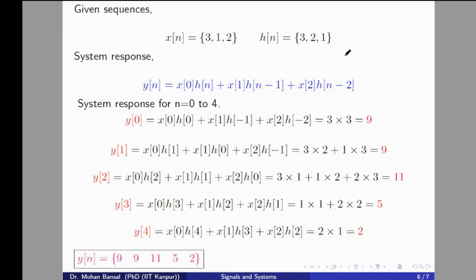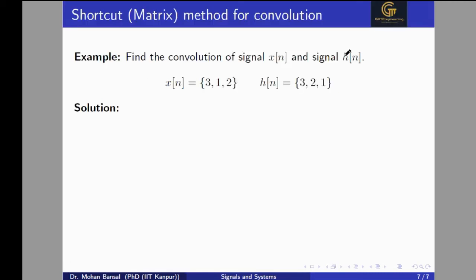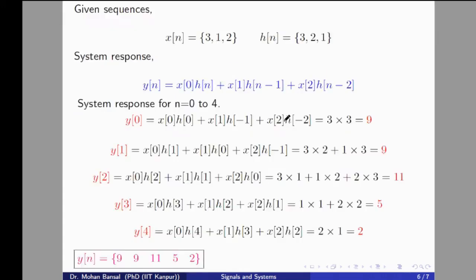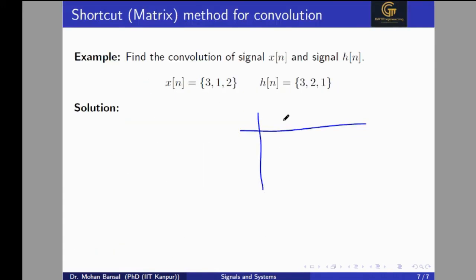Now this is the conventional way to solve the problem in university exam, but for the GATE exam, you can solve by using shortcut trick or matrix method. Here you need to draw a matrix like this. Write the values for x[n], 3, 1, and 2. Write on one side 3, 2, and 1.